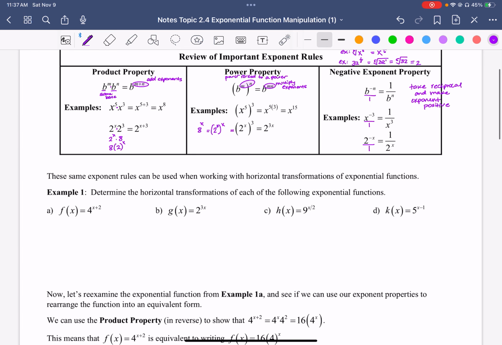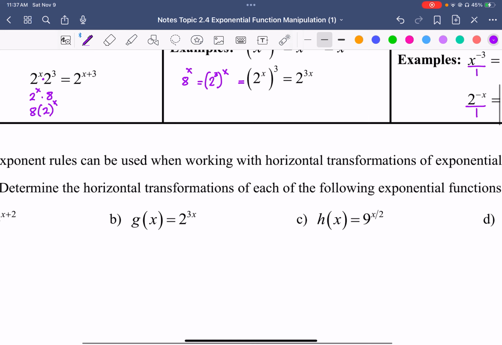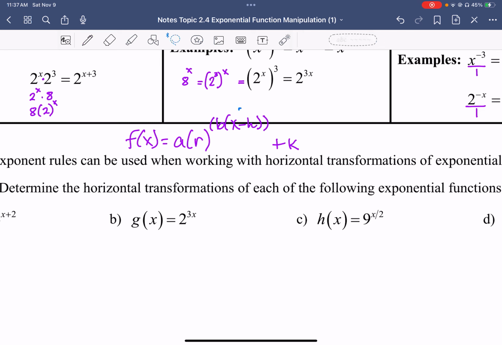These same exponent rules can be used when working with horizontal transformations of exponential functions. So let's review the format for transformations. So we have f of x is equal to a times whatever your rate is, your common ratio, since this is an exponential function. And then as the exponent, we're going to have our b times (x minus h) plus k.